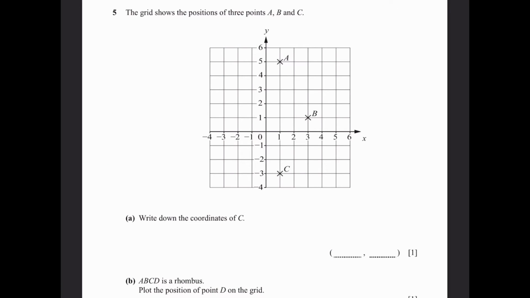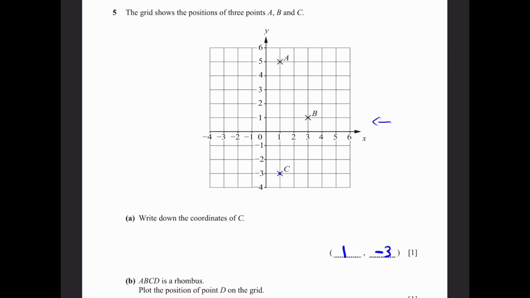Question 5. The grid shows the positions of 3 points A, B, and C. Write down the coordinates of C. So let's look at the graph over here. Where's the point C? Right there. Where's the x coordinate? It goes down this line, so the x coordinate is 1. Then the y coordinate, it goes down that line, so it's minus 3. So the answer is 1, minus 3.